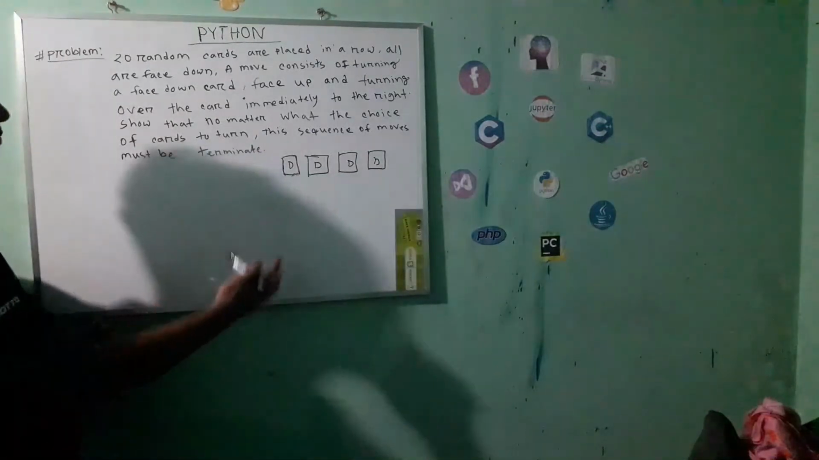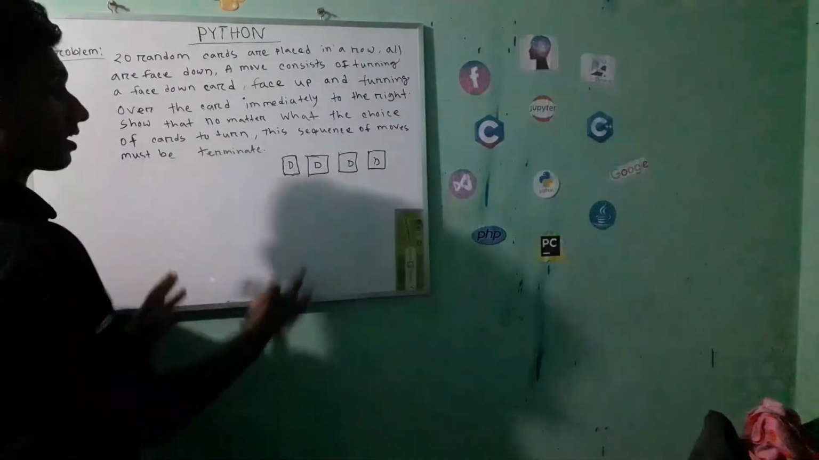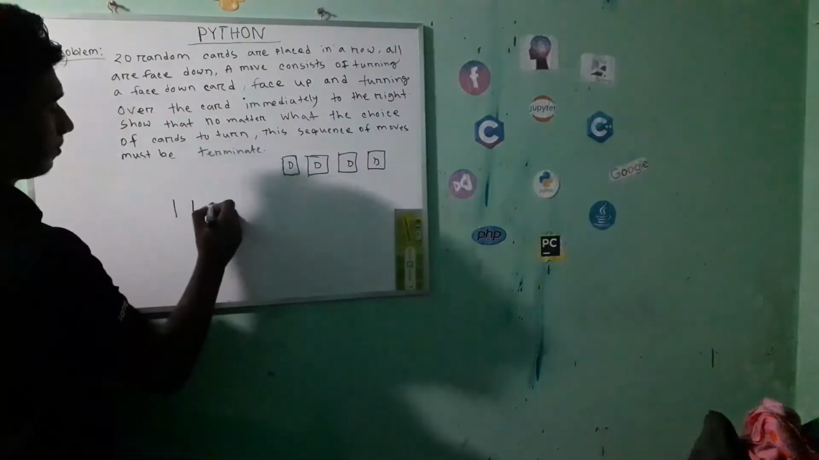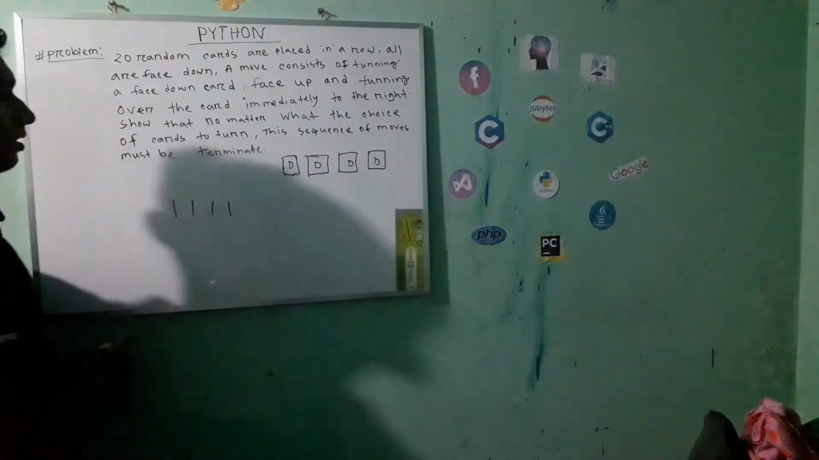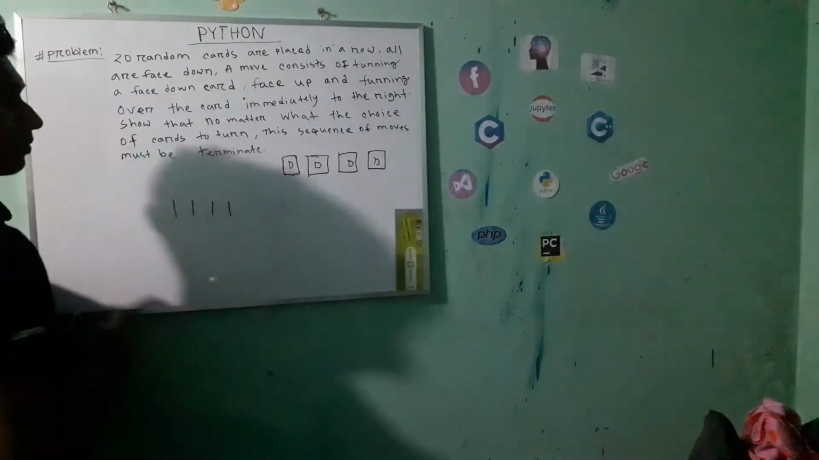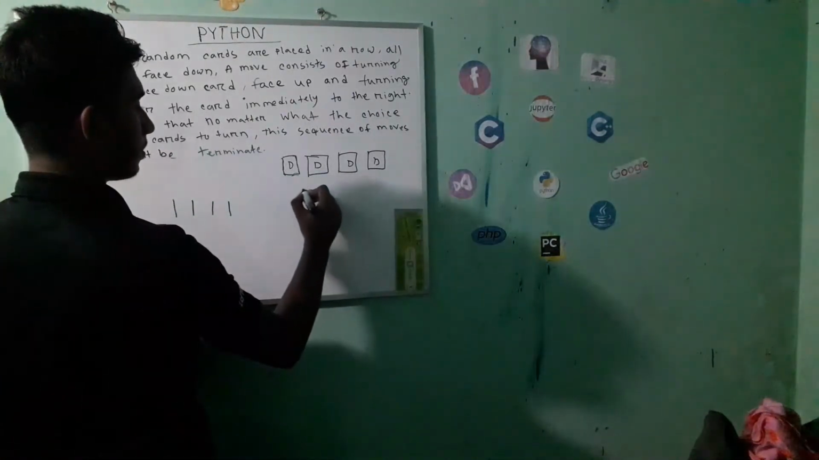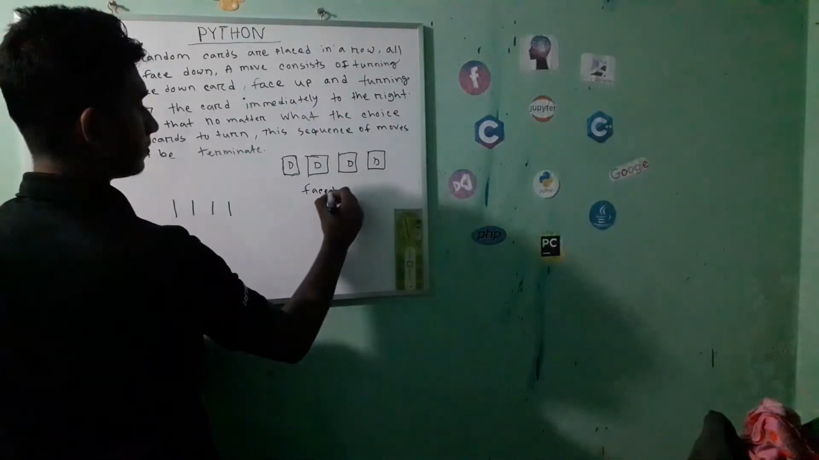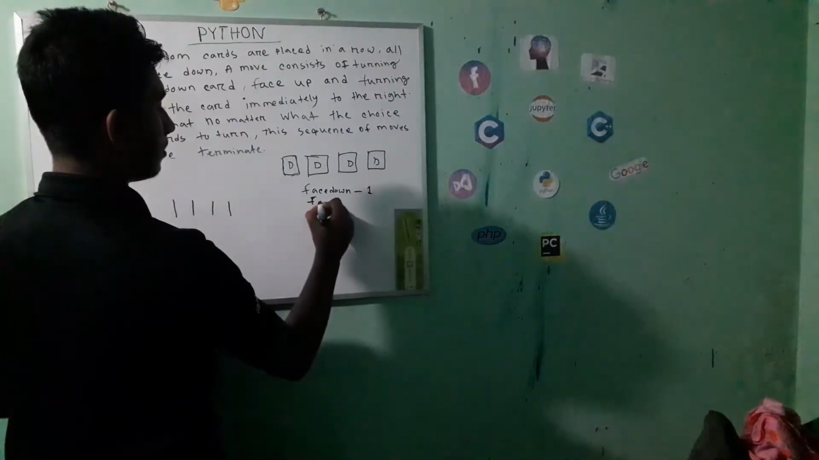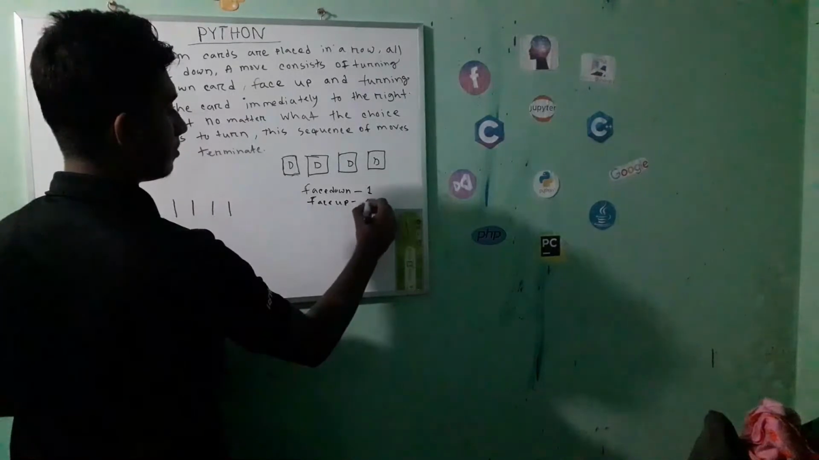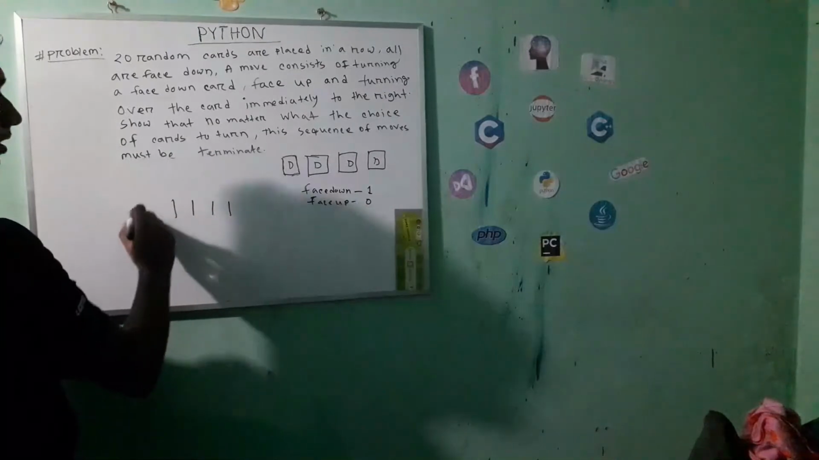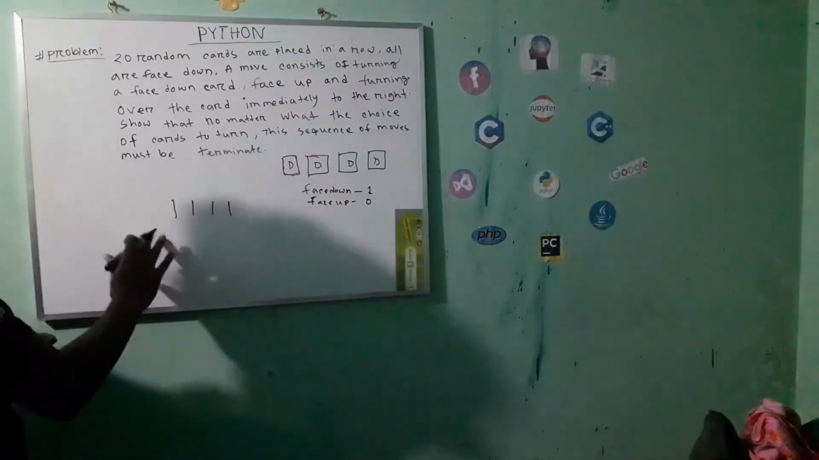To solve that problem, we need to look at the cards not as cards but as numbers, like a binary number, like 1 1 1 1. There are 4 cards and 4 numbers, so we can call a face down card 1 and a face up card 0. As we can see, there are 4 face down cards placed in a row.